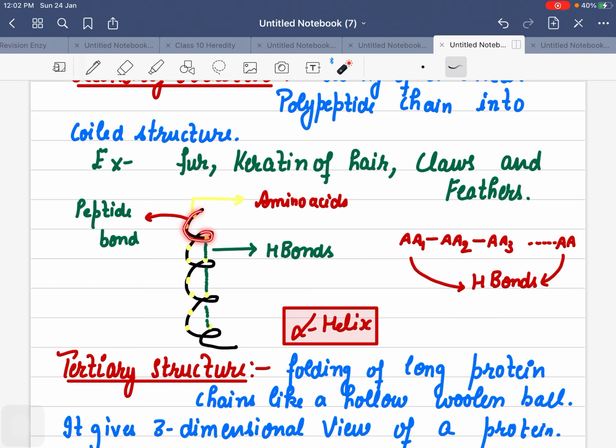Now when this polypeptide chain is curling up, folding up, there will be an interaction between these two ends. Suppose this was my linear chain and now the first fold occurred. So the last amino acid will interact with the first, and the first will interact with the other. In this way there is an interaction between the amino acids from last to first end, and that interaction is with the help of hydrogen bonds. Look, two amino acids joining each other, that is with the peptide bond. But when this amino acid is interacting with the first amino acid, the bond forming here is a hydrogen bond.